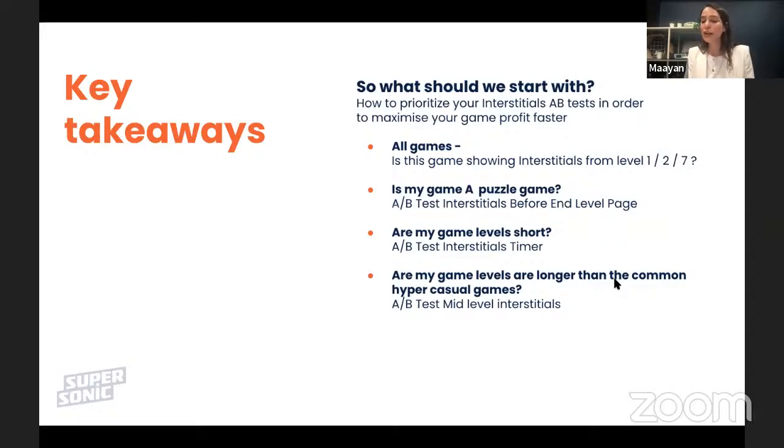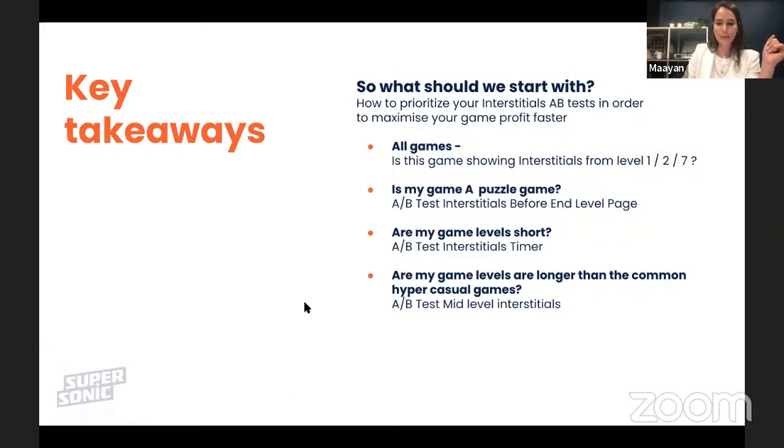If your game levels are short, challenge the timer up and down. It's a must, and it's an easy A/B test. Sometimes just a 5 seconds difference makes a huge difference when it comes to ARPU. And of course, as I showed you before, if your game has long level duration, you must challenge mid-level interstitial. It has become very, very common in the hyper casual industry, and it can generate a lot of ARPU uplift.